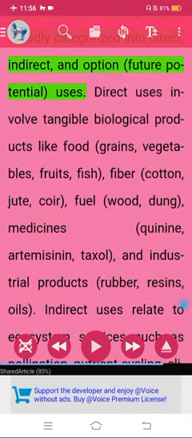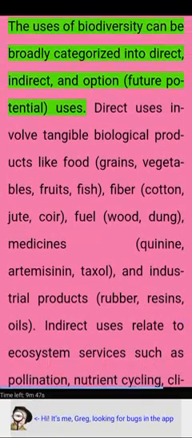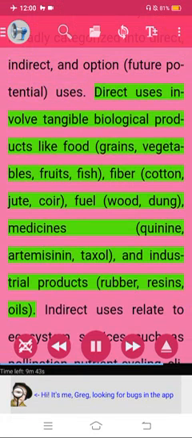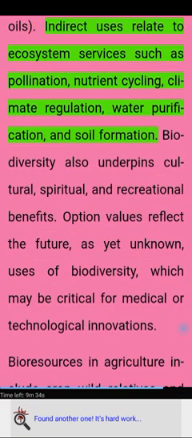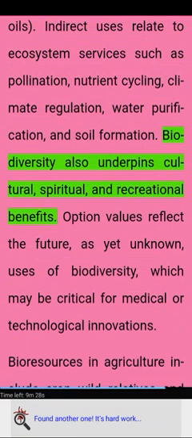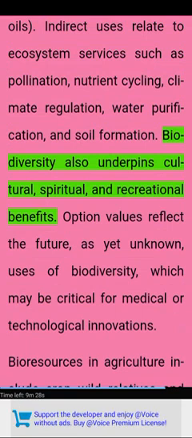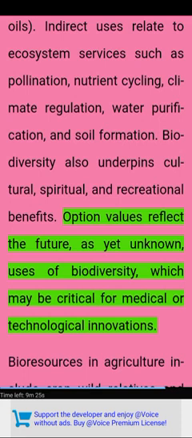The uses of biodiversity can be broadly categorized into direct, indirect, and option future potential uses. Direct uses involve tangible biological products like food grains, vegetables, fruits, fish, fiber, cotton, jute, coir, fuel, wood, dung, medicines, quinine, artemisinin, taxol, and industrial products, rubber, resins, oils. Indirect uses relate to ecosystem services such as pollination, nutrient cycling, climate regulation, water purification, and soil formation. Biodiversity also underpins cultural, spiritual, and recreational benefits. Option values reflect the future, as yet unknown, uses of biodiversity, which may be critical for medical or technological innovations.